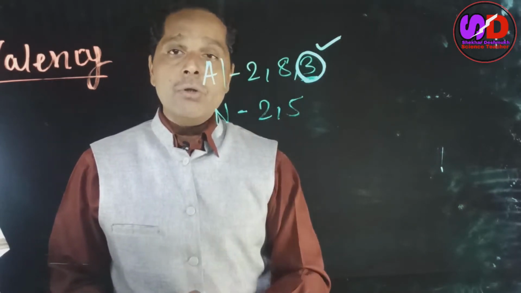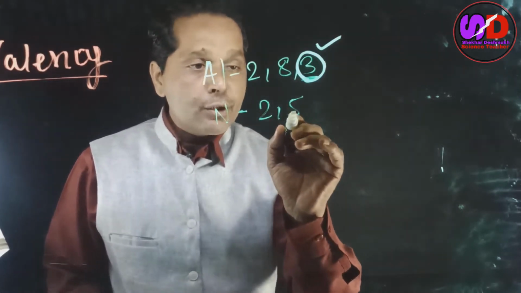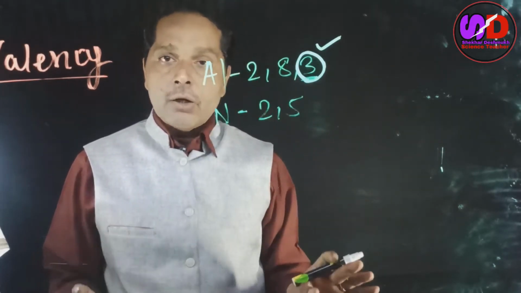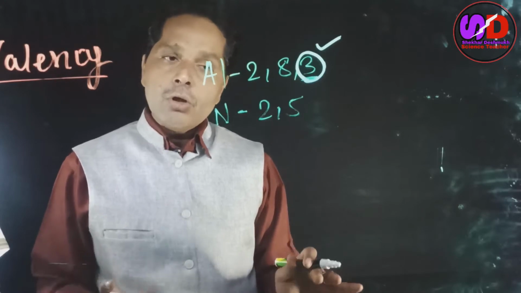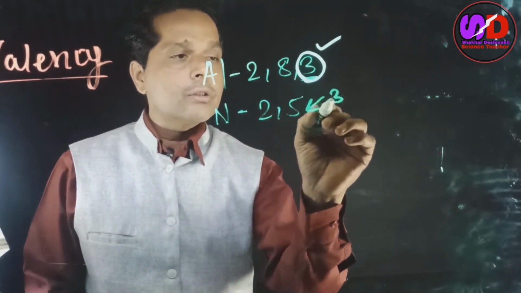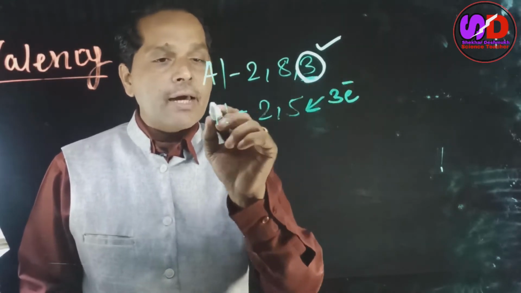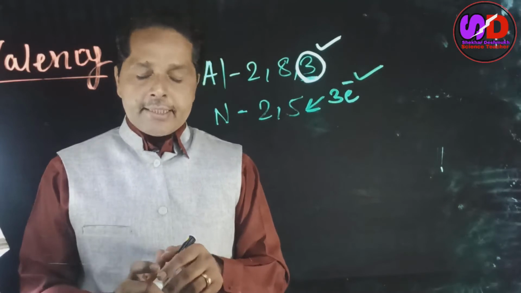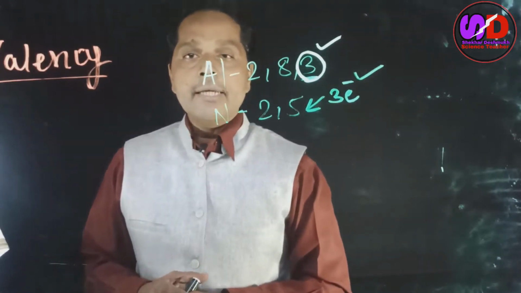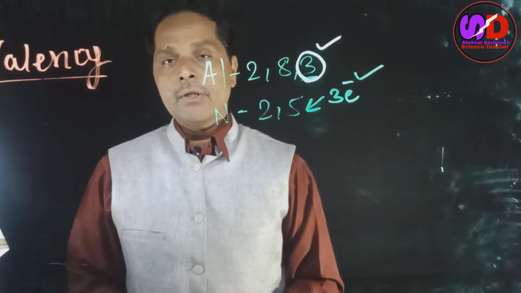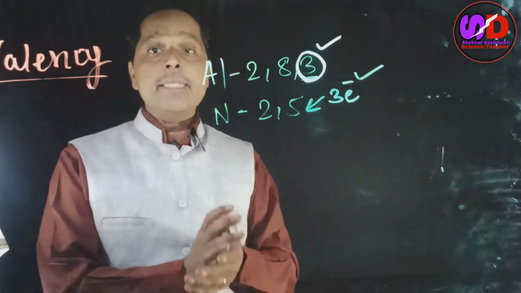Whether it is easy to give these 5 electrons or take 3 electrons, because it requires 8 electrons in the outermost shell. So in this case, it is easy to take 3 electrons, and therefore the valency of nitrogen is also 3. So we can easily find out the valency if we know the electronic configuration. So this is nothing but the valency of an atom.